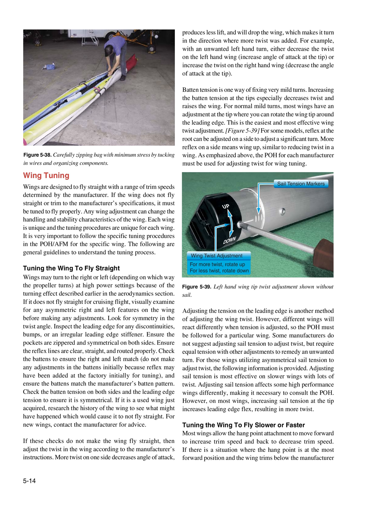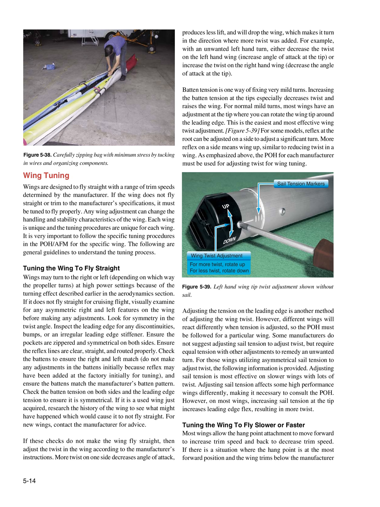Tuning the wing to fly straight. Wings may turn to the right or left, depending on which way the propeller turns, at high power settings because of the turning effect described earlier in the aerodynamics section. If it does not fly straight for cruising flight, visually examine for any asymmetric right and left features on the wing before making any adjustments.